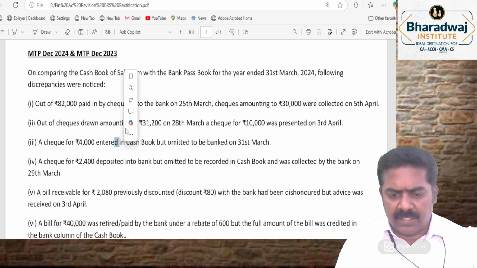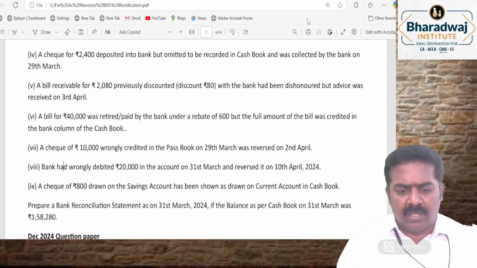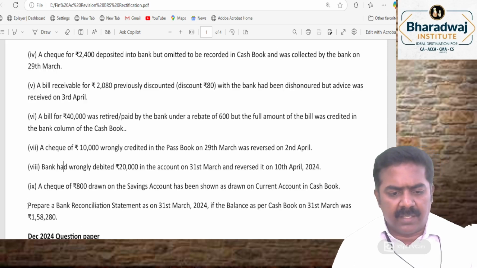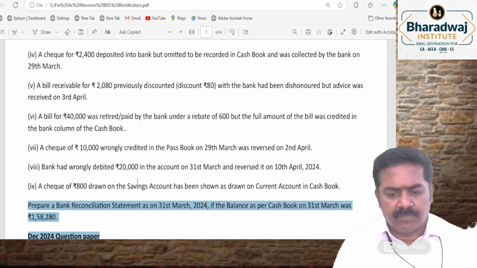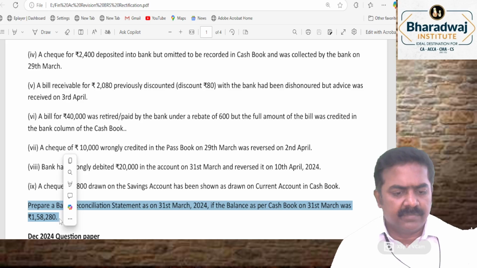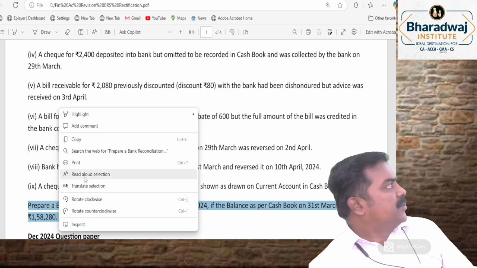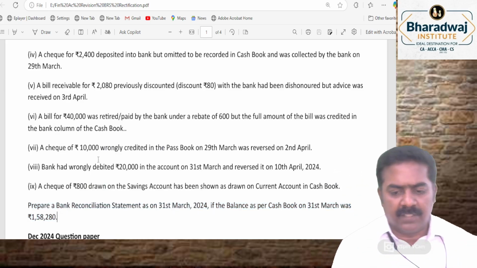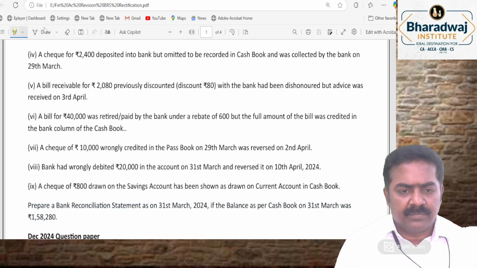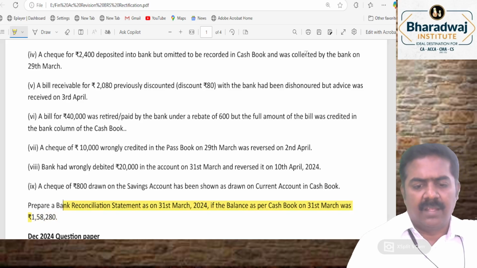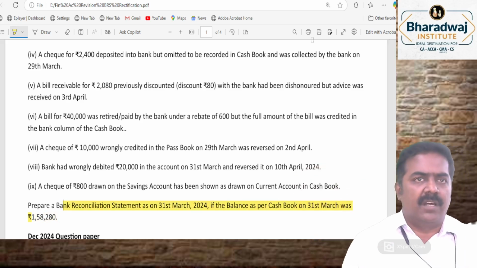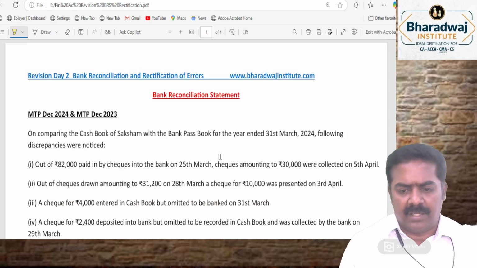Now, we are given various adjustments. Go to the last line. Prepare a bank reconciliation statement. If balance as per what is given? Cash book. They have given balance as per cash book. So, who are we now? We should assume the role of customer. According to the banker, we need to adjust.